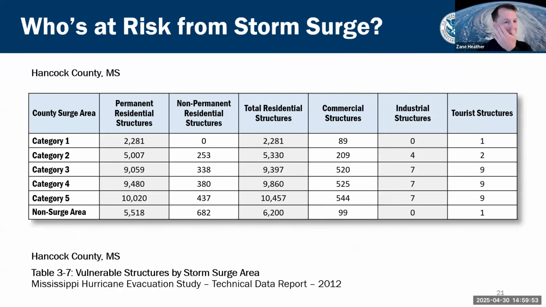So for example, this is an example from Hancock County, Mississippi, looking at residential structures that would be impacted by different scenarios, different storm categories, based off of the storm surge information and hazard information pulled from the hazard analysis. So again, hazard analysis looks at the threats that hurricane hazards pose to a specific area, where the vulnerability analysis looks at the exposed populations as well as the exposed infrastructure within those threat areas.